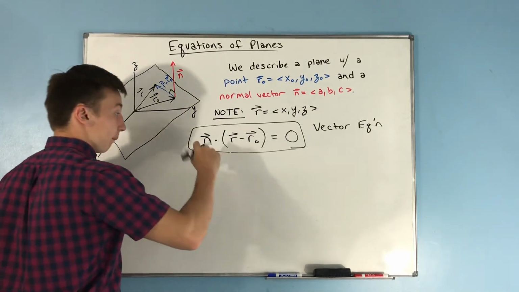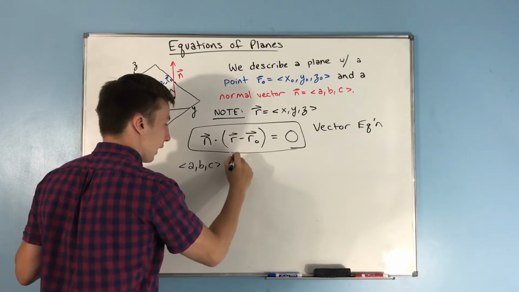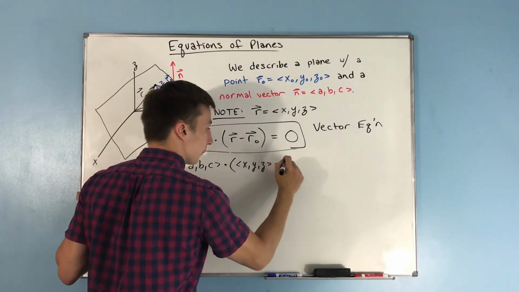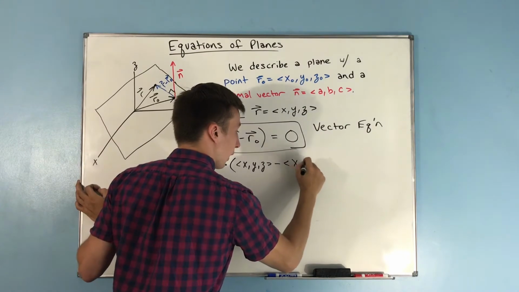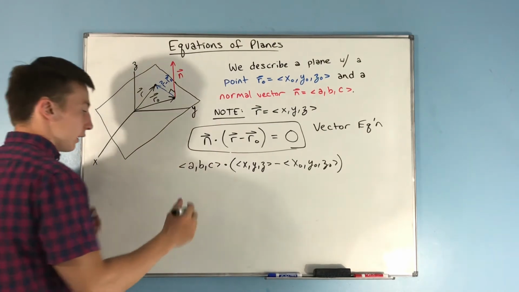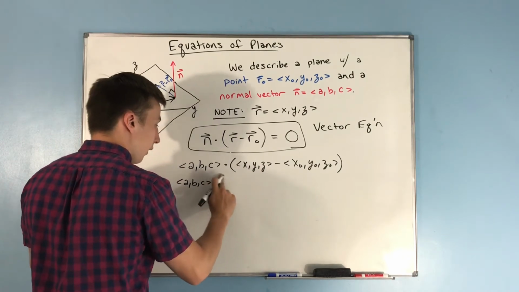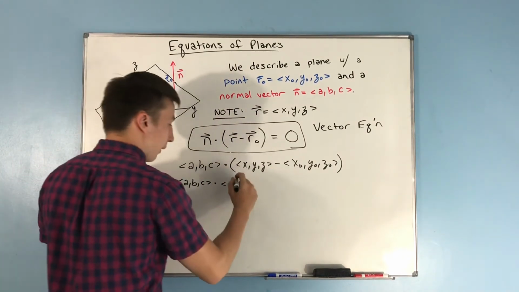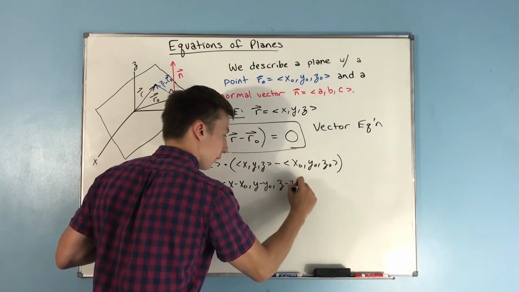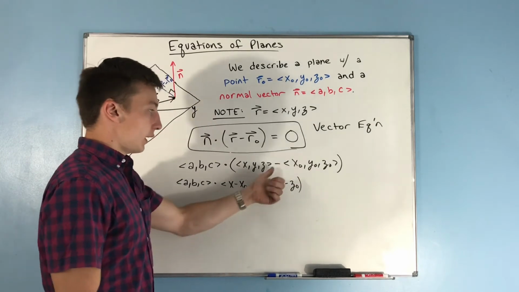Now, let's just start writing things out here. We know our normal vector is a comma b comma c. We're going to dot that with our vector r, which is x, y, z, and we're going to subtract r naught, which is x naught, y naught, z naught. If we do that, we get the vector ABC, and we're going to dot that with the vector x minus x naught, comma y minus y naught, comma z minus z naught. Just doing some vector subtraction there.